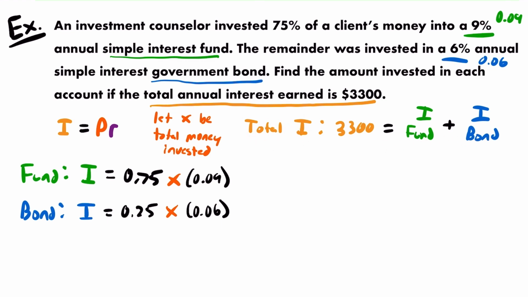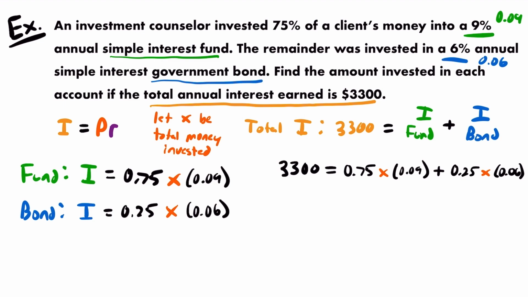Right, we know that the total interest is $3,300, so that will be equal to the sum of these two calculations, the interest in the fund and the interest in the bond. So we can replace the interest in the fund in this equation with this expression and replace the interest for the bond with this expression. And that will give us the following equation. We'll have 3,300 is equal to the interest for the fund, which is this value right here, 0.75 times x times 0.09, and that will be added to the interest for the bond, which is this expression right here, 0.25 times x times 0.06.